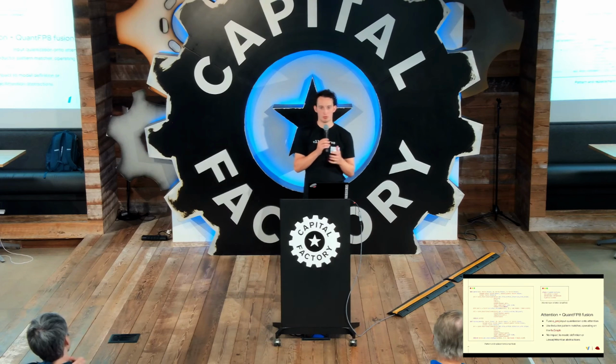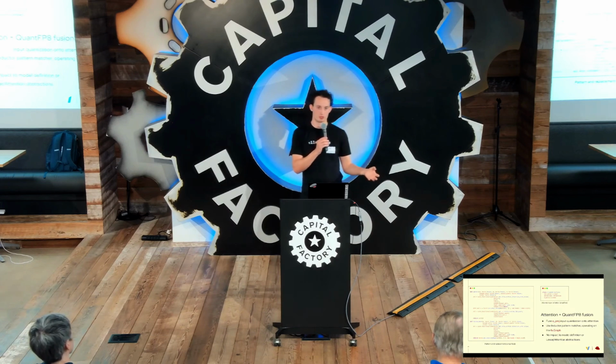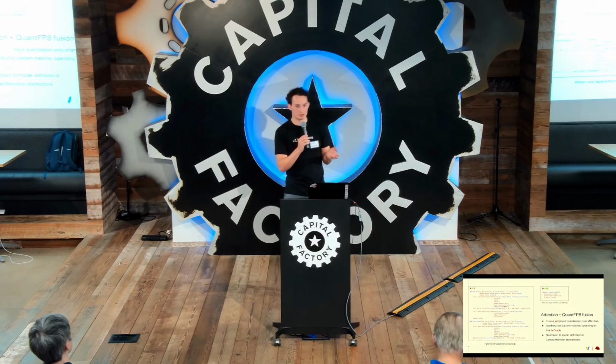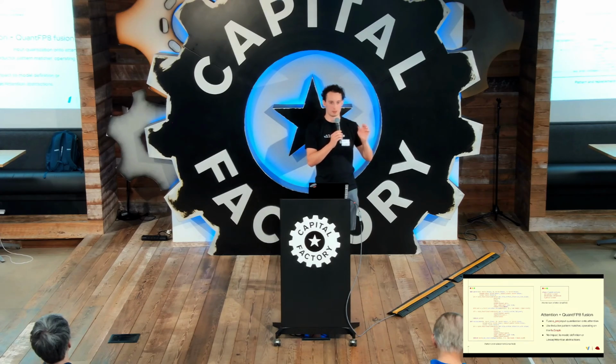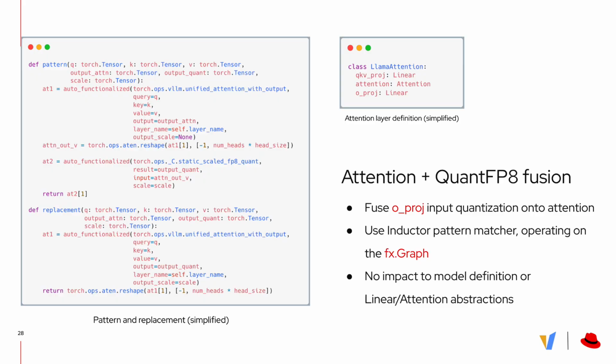So we want to fuse this quantization at the start of the OPROJ linear layer into the attention beforehand. And we do that by using the Inductor pattern matcher. This operates on the FX graph that Torch.compile produces, and we can fuse the kernels using the pattern matcher. What the pattern matcher does is it takes a pattern and it takes a replacement.